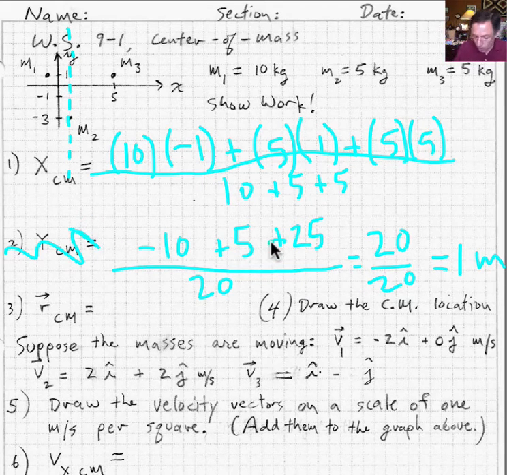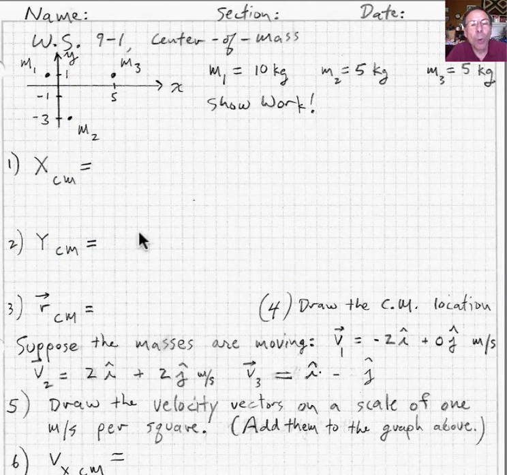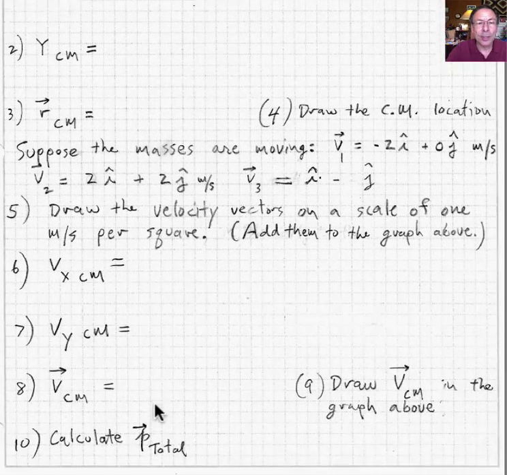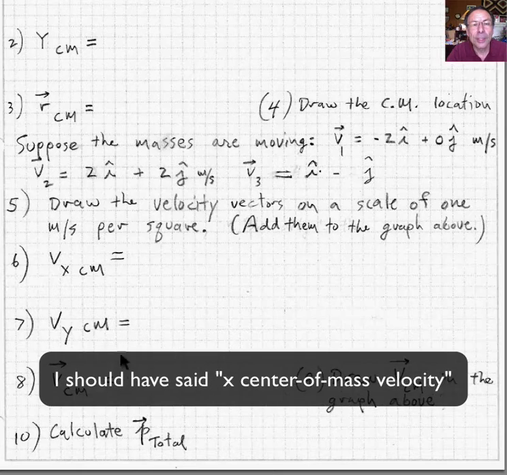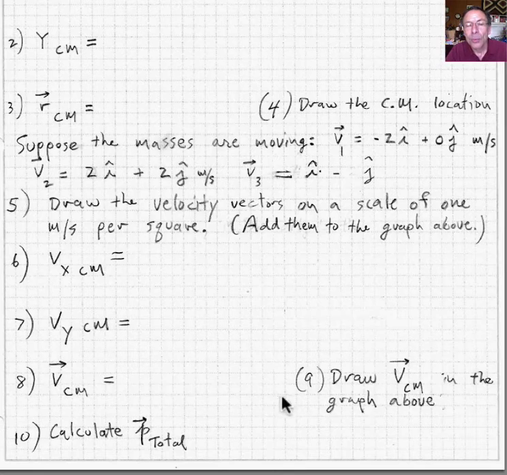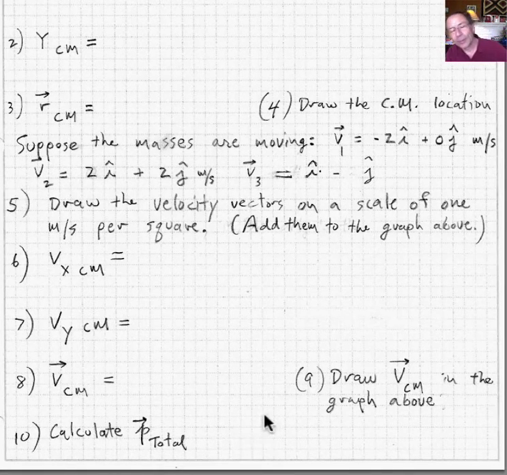Now you need to do the same thing, but for the y-coordinates. Then you're going to get the center of mass. Now, to get the total momentum at the end is just going to be the velocity of the center of mass times the total mass. So that gives you a shortcut. You don't want to go and do too much work here.